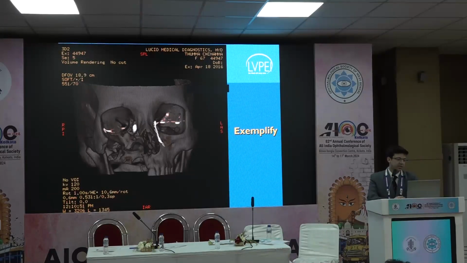So this patient, if you see on the right side carefully, the maxilla is missing and only the lacrimal sac is present. The nasolacrimal duct has been removed along with the maxilla. So this is a patient of CA maxilla in which total maxillectomy had been performed. So navigation can be useful in such kind of complex NLDOs.